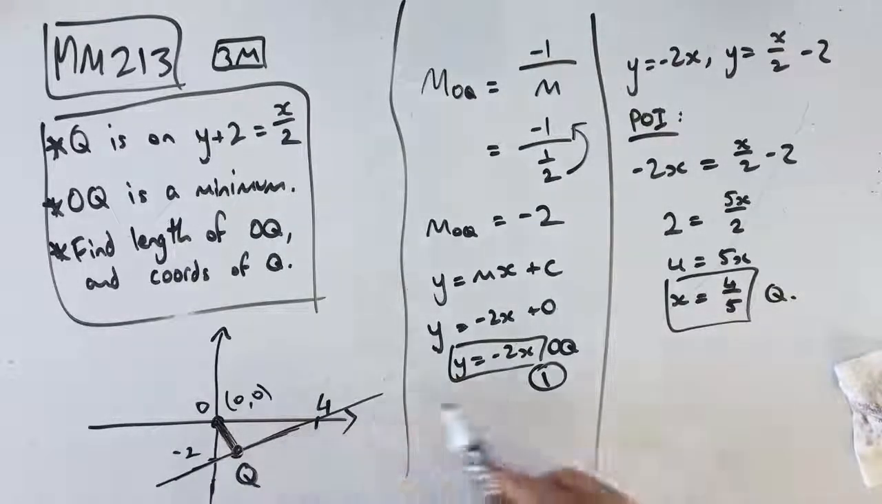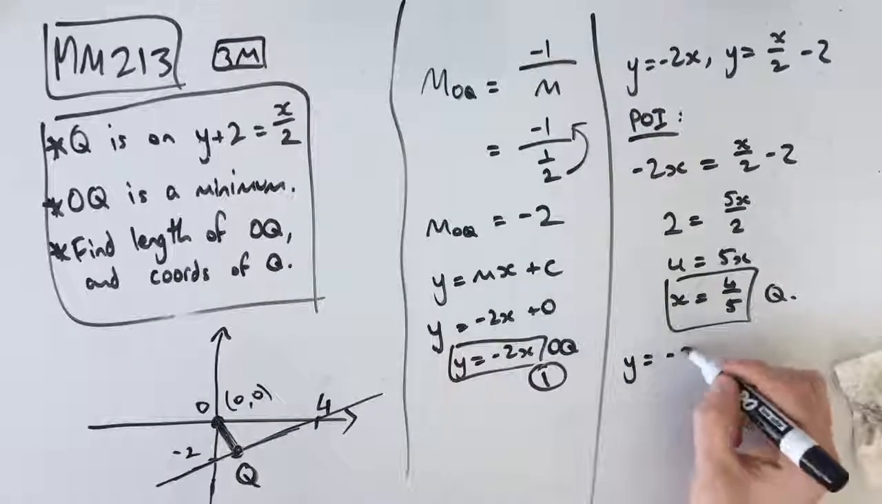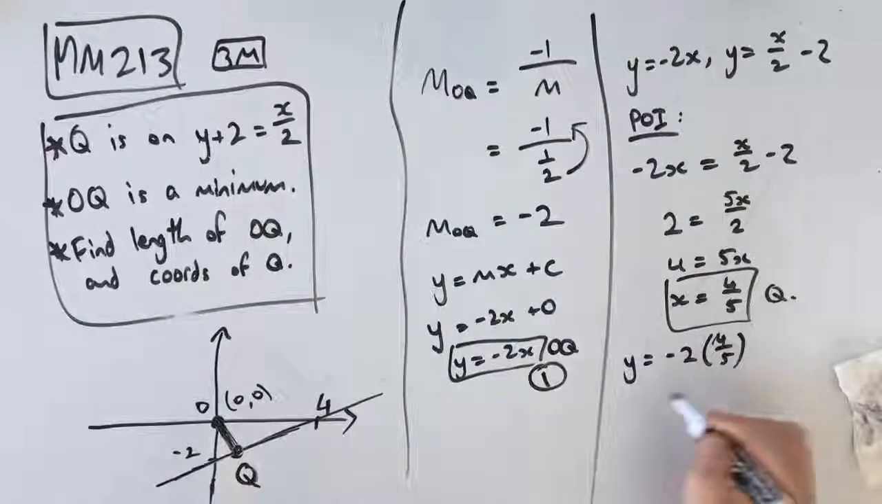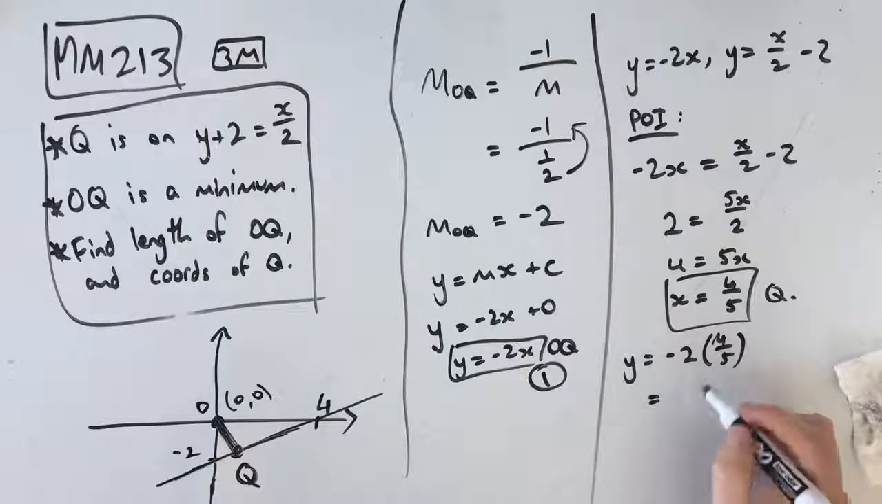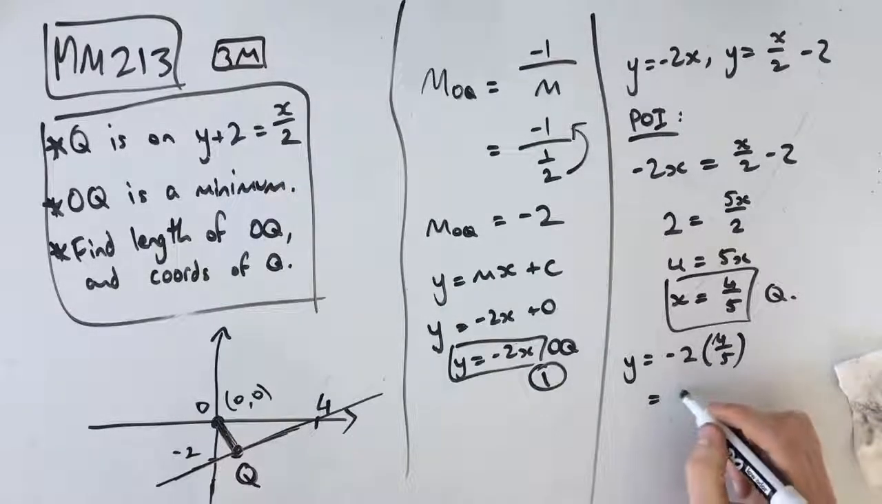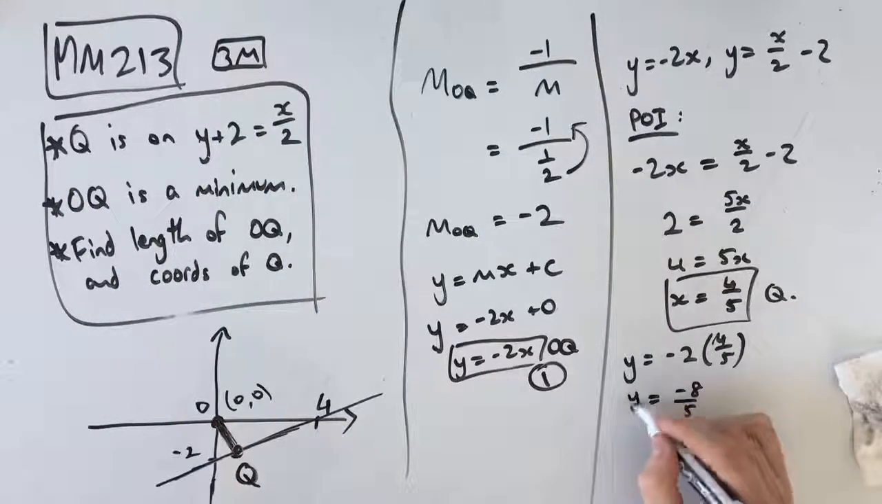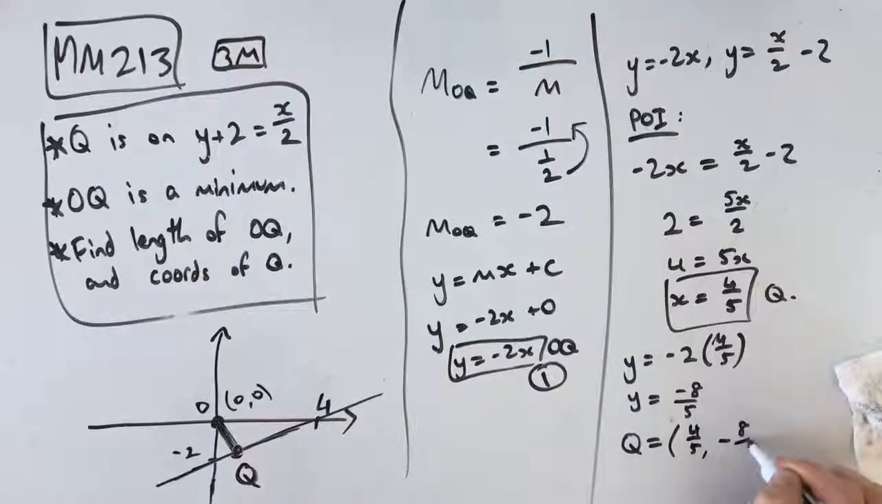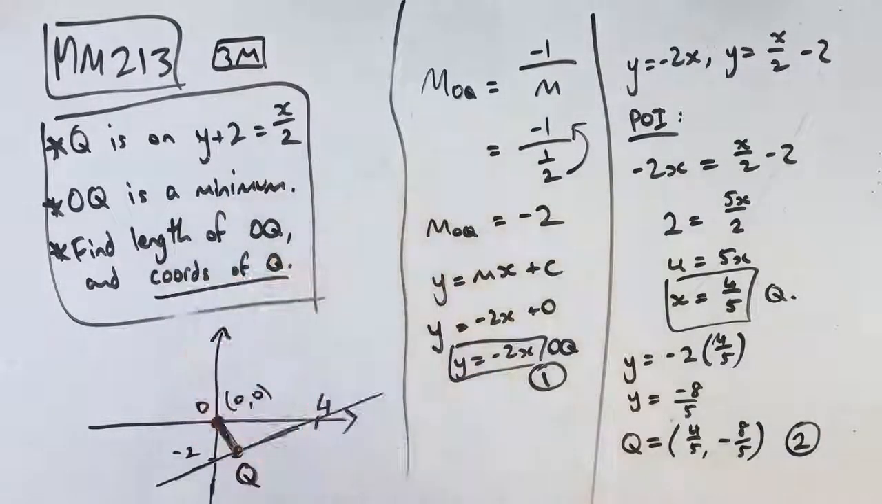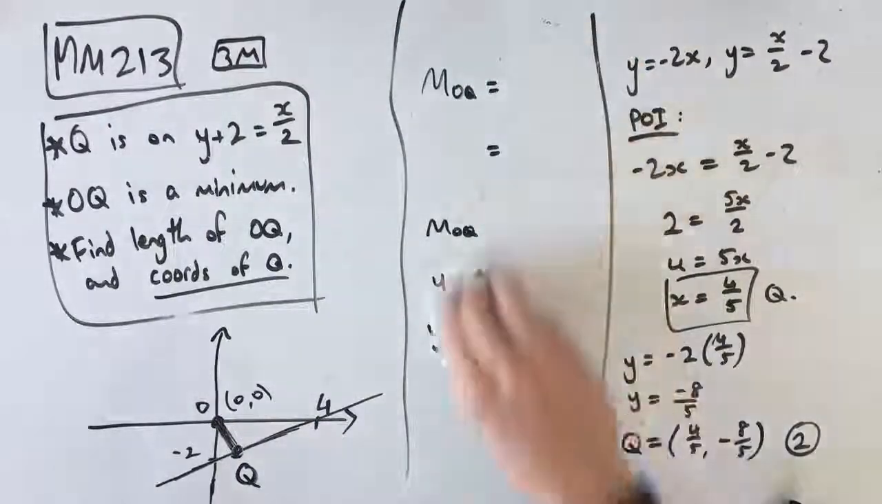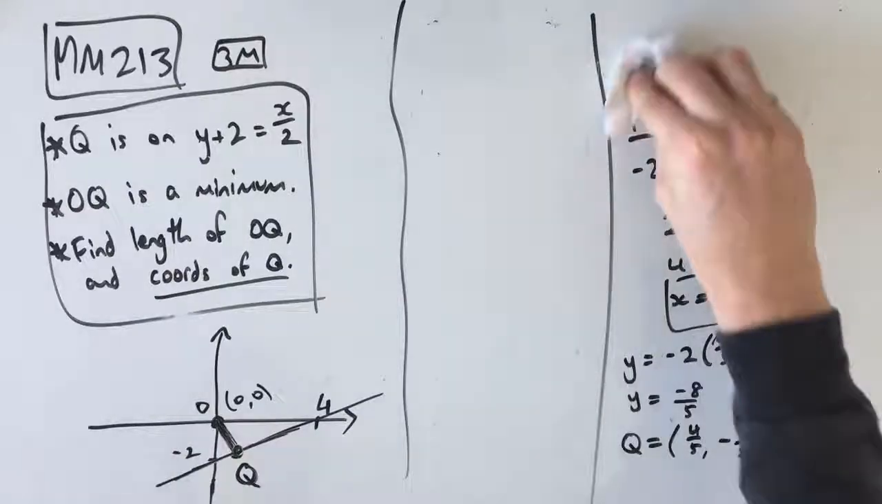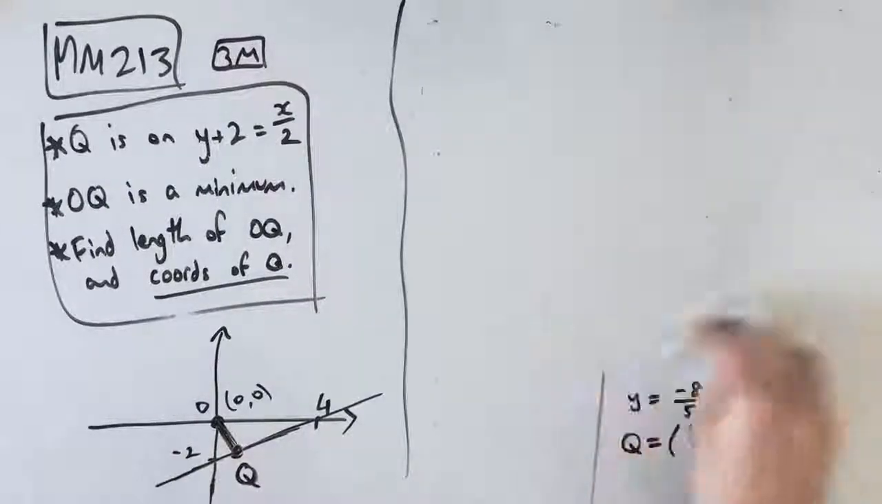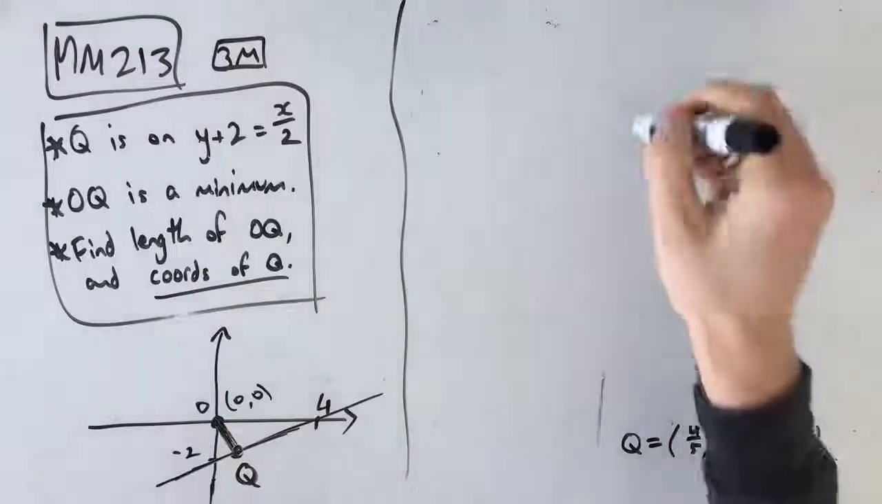And how do we find our y coordinate? We sub it into our equation. So y equals -2 times 4 on 5, which is equal to -8 on 5. So therefore, Q is equal to 4 on 5, -8 on 5. And that's our first part of the question answered. Find Q. So we've just found the coordinates of Q. So that's where our second mark comes in, guys. And then from here, all we're going to do is find our length, right? Because the second part of our question asks us for the length. I'm just going to leave this Q value down here so that we've got it there.